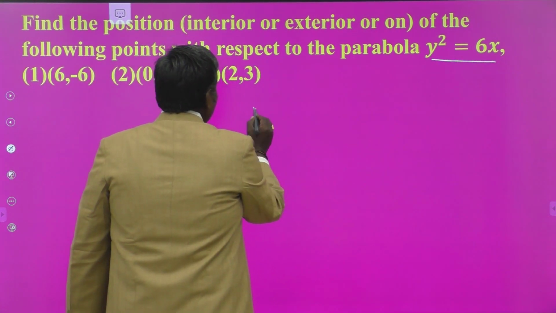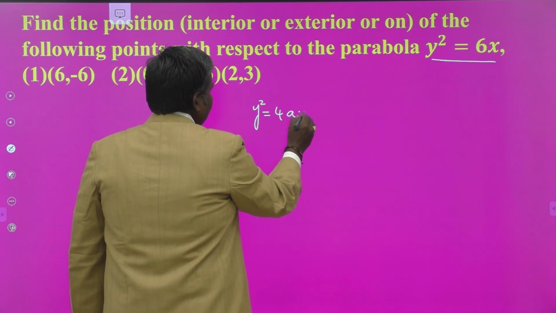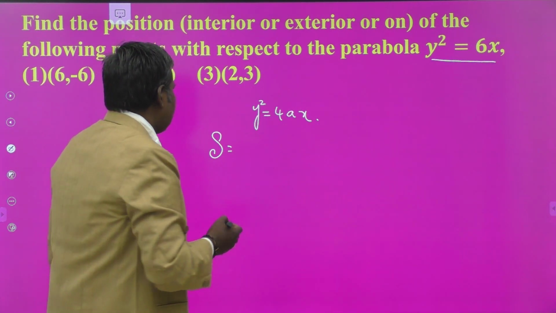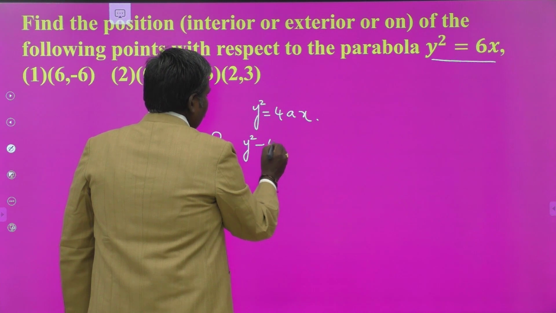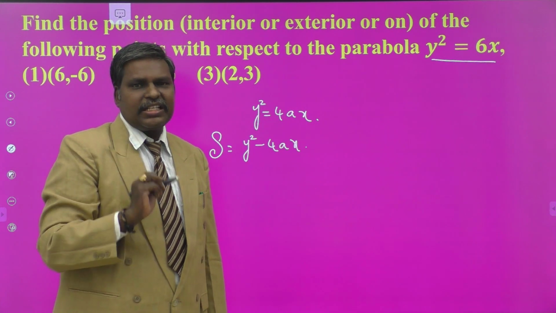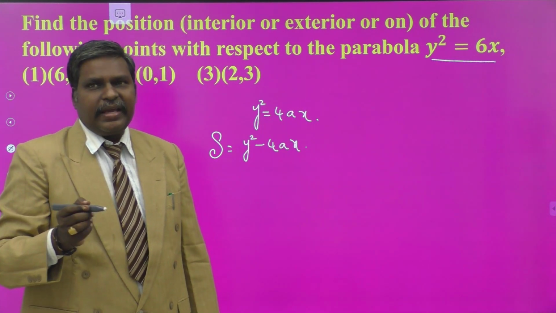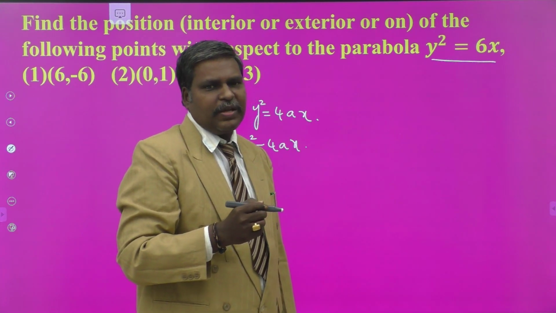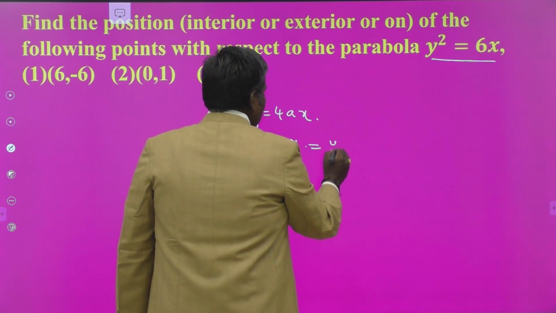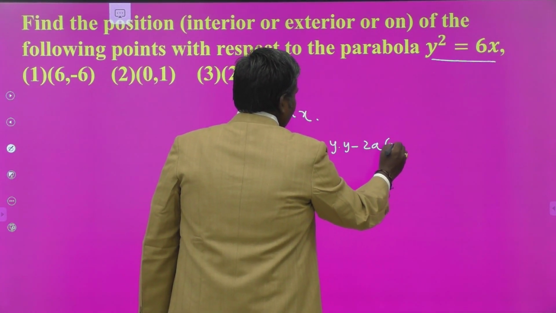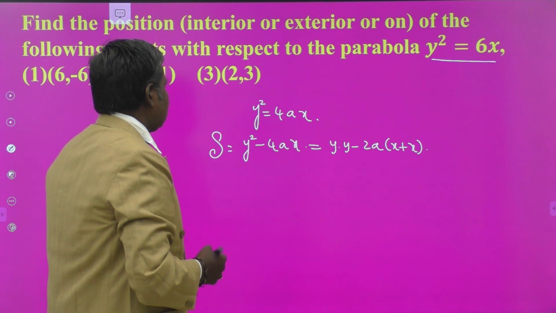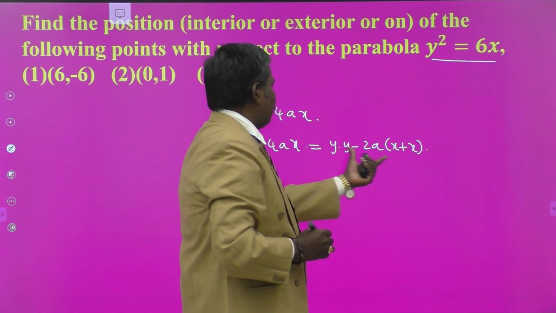So y square is equal to 4ax is your standard form of the parabola, my dears. The notation S, just like in the circles chapter, your S is taken as y square minus 4ax. In this entire chapter, your S is nothing but y square minus 4ax. In the entire chapter of circle, what is your S? The standard form, that is x square plus y square plus 2gx plus 2fy plus c is equal to 0. This is S. So this S can be written as y into y minus 2a times (x plus x). Am I correct or not? This is S. I can reduce it into this form.